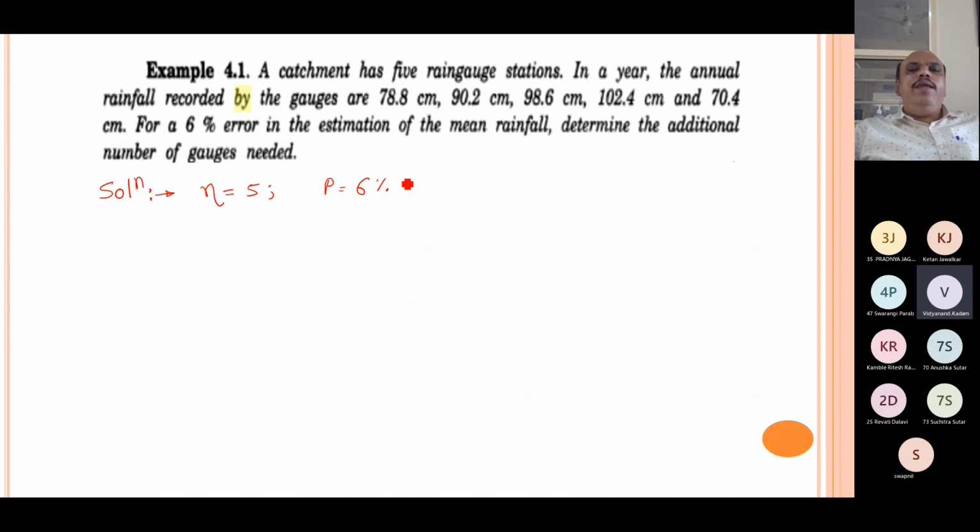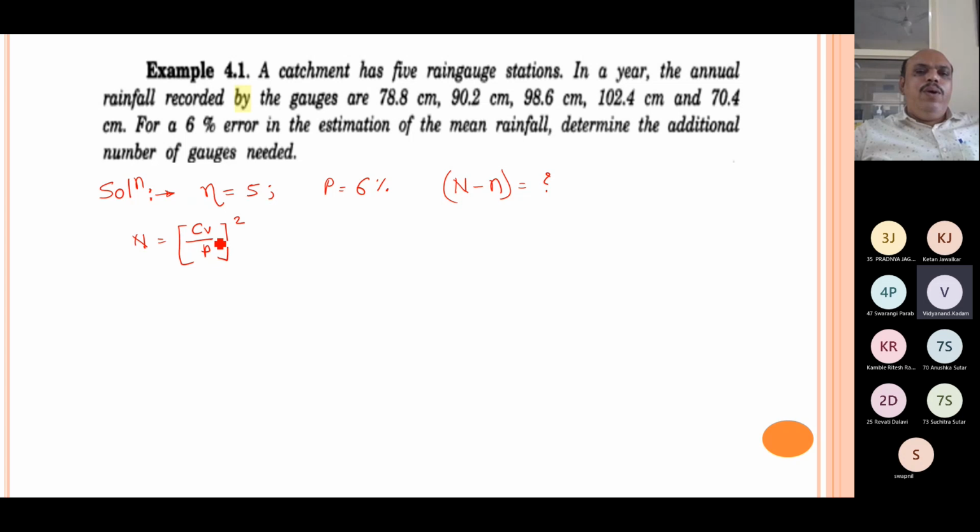For 6% error in estimation of mean rainfall, determine the additional number of gauges needed. Okay, so what do we have to calculate? Additional number of gauges needed. Capital N minus small n is equal to how much? Out of that, small n is 5. We have to find out capital N. What is the formula to find capital N? It is (CV upon P) bracket square. Okay. And in that we have to calculate CV.